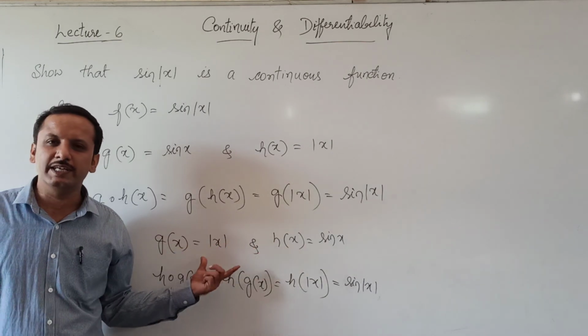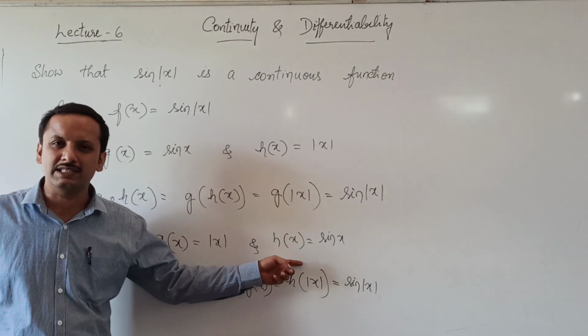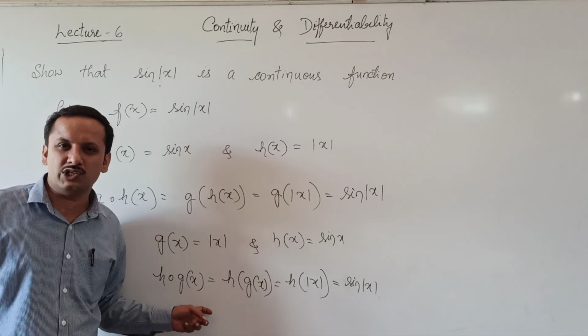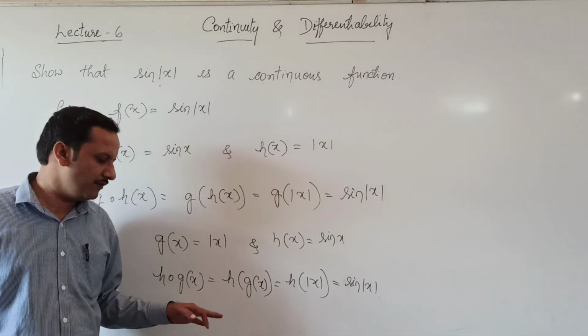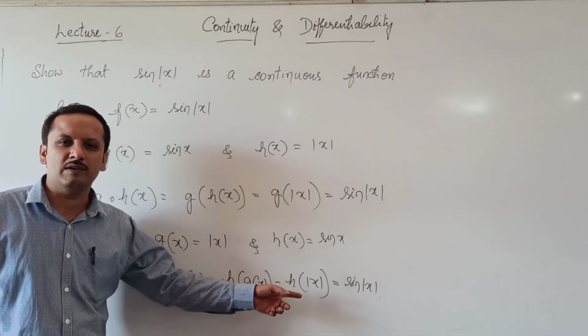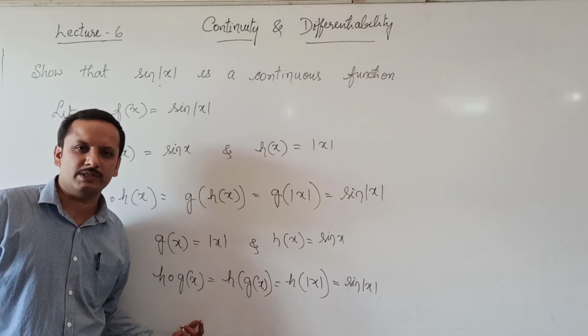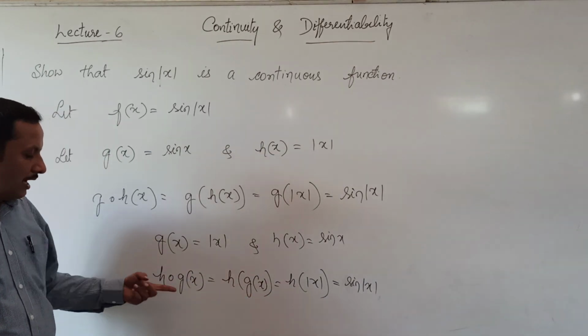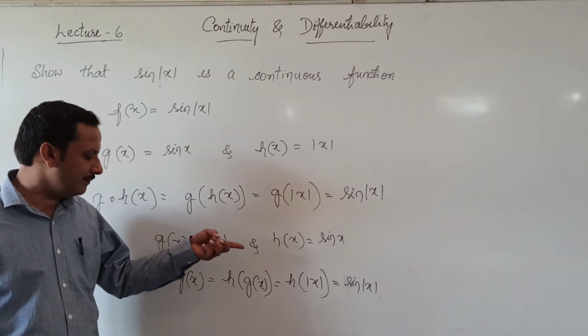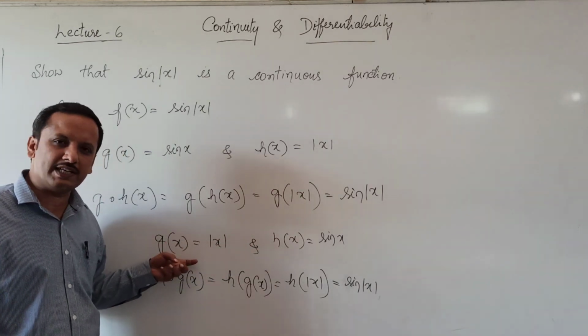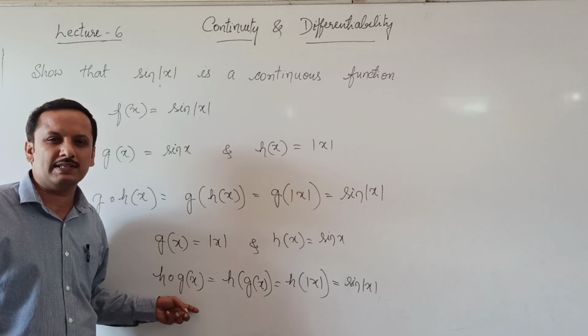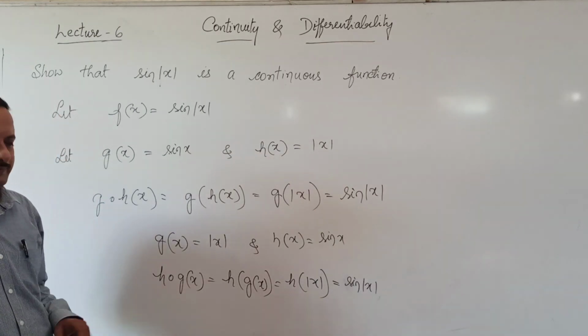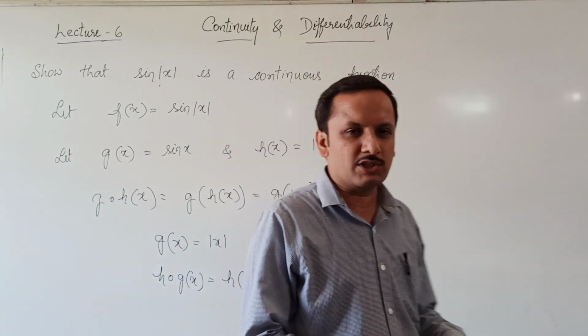So even if you reverse it, no problem. You take this as g and that as h. Then you have to find out h circle g of x. Even if you find out g circle h of x, at the end you will realize that you have gone wrong and then come back to this. So now you can say, since h is continuous and g is continuous, h circle g is also a continuous function. Okay. Let's go to the next question.